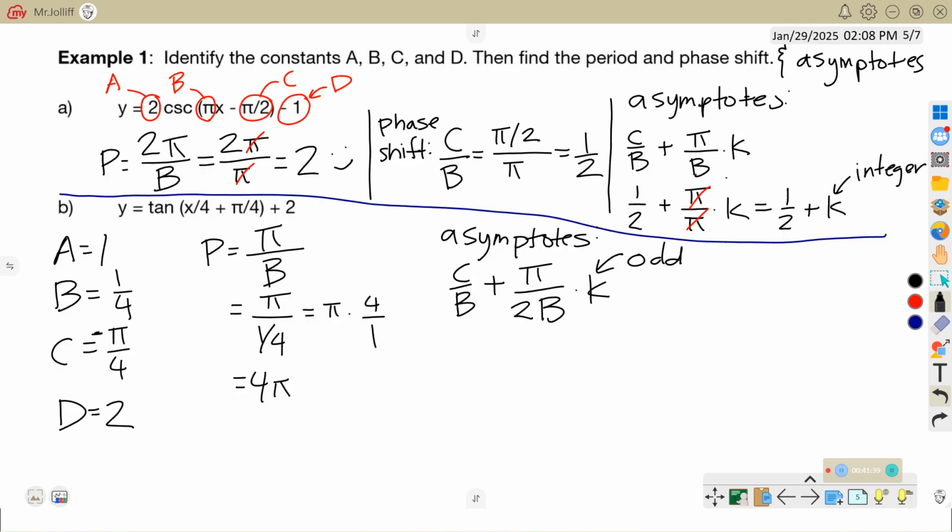So we know C over B. We just found, did we find it? We didn't find C over B. Oh, I guess we're going to do it now. So C over B, this is our phase shift. You're laughing at me and not pointing it out. How rude. What is C? C is negative pi over 4. B is 1 over 4. And then this over here, I'll plug in. I've got pi, 2, and B is 1/4 times k.